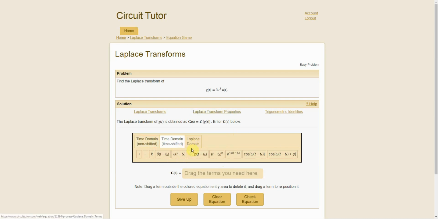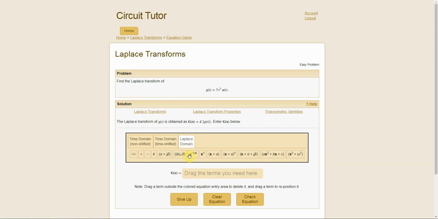Likewise, this one is for time domain functions that have been shifted in time. In other words, replace t by t minus t naught. And likewise, those are not useful since we want not g of t here, which we're already given, but g of s. So the appropriate tab here is the Laplace domain tab.